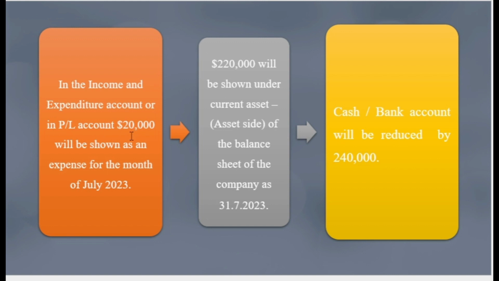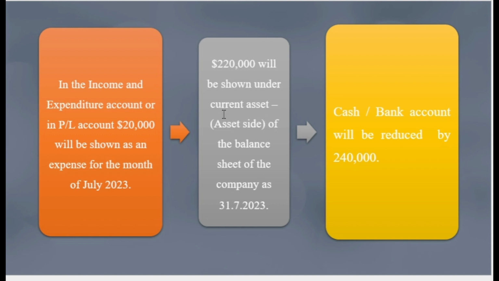The balance 220 will be shown under the current asset of the balance sheet. Current asset appears in the asset side of the balance sheet of the company. And as on 31/7 or as on 1/7/2023, this figure 220 will be shown as current asset.